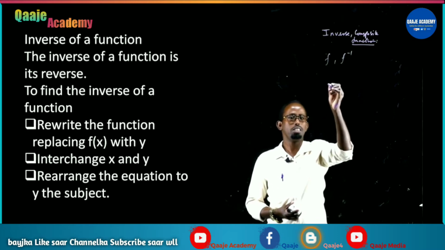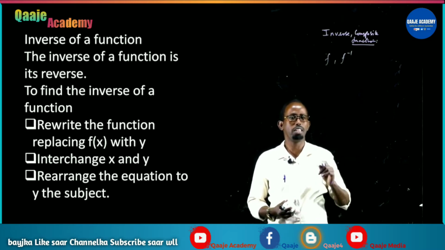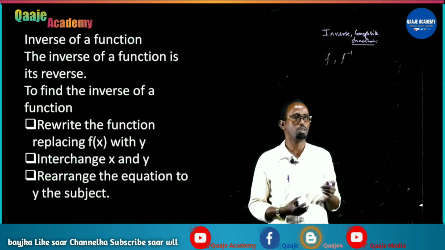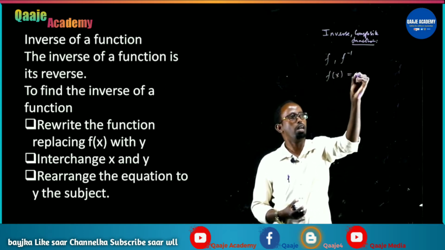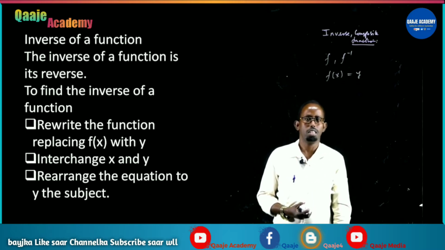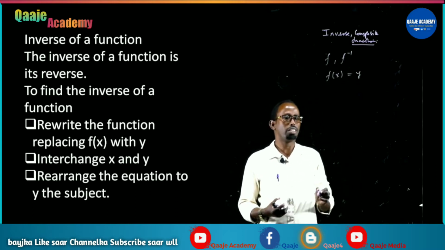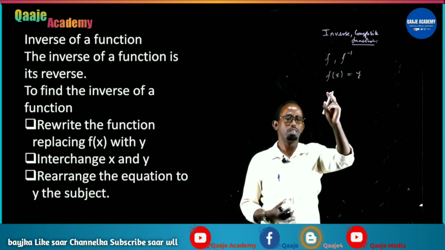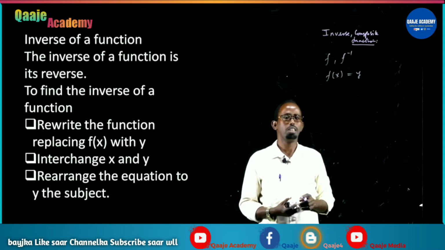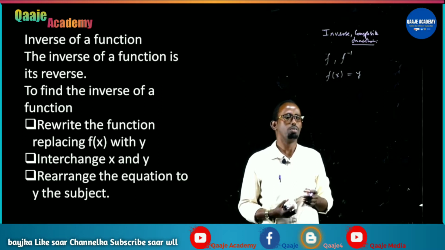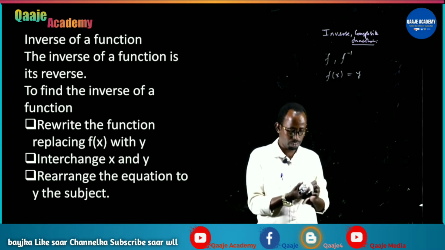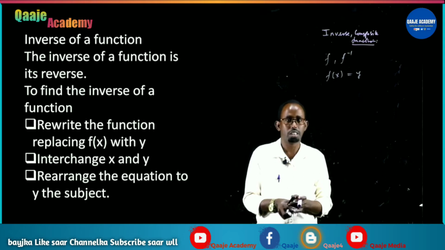To find the inverse of a function, there are 3 steps. Step number 1 is to rewrite the function, replacing f of x with y. Instead of using f of x, you replace f of x with y. Number 2, interchange x and y. And then number 3, rearrange the equation, making y the subject.